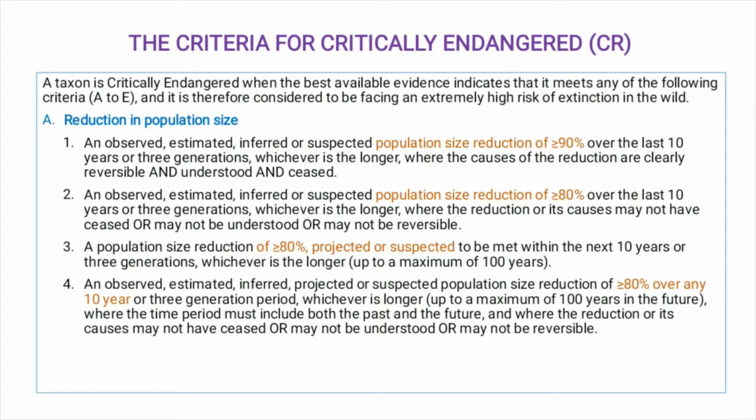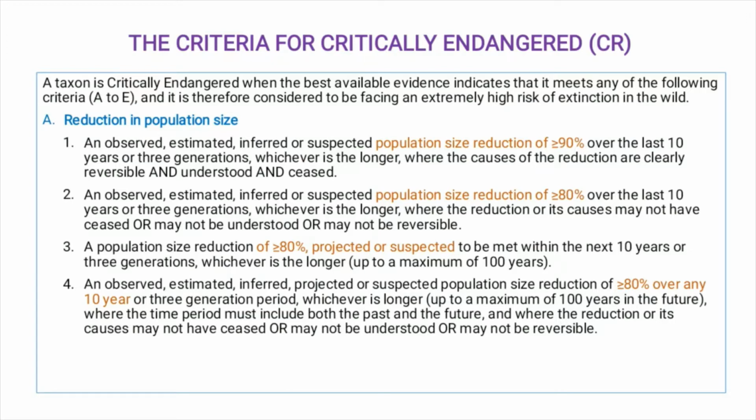So first of all, if in the past 10 years or for successive 3 generations, there has been an observed, estimated, or suspected population size reduction of more than 90%, more than 90% reduction in population size, and the causes of reduction are known, reversible, and have ceased, then we can say that the population size is reducing or has reduced over the past 10 years.